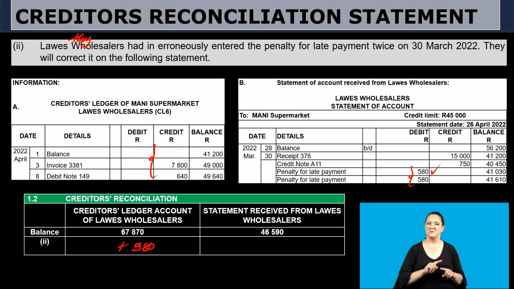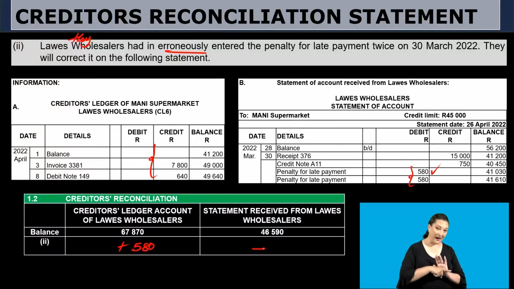So we come here, then we say plus 580. However, when they recorded, they made an error. They recorded it twice instead of once. So if they increased our account twice instead of once, we must now go and decrease it. So we go and we say minus, because they erroneously entered the penalty. So we must now go and take out that penalty. That is 580 rands. Error number 2. Let's go to number 3.